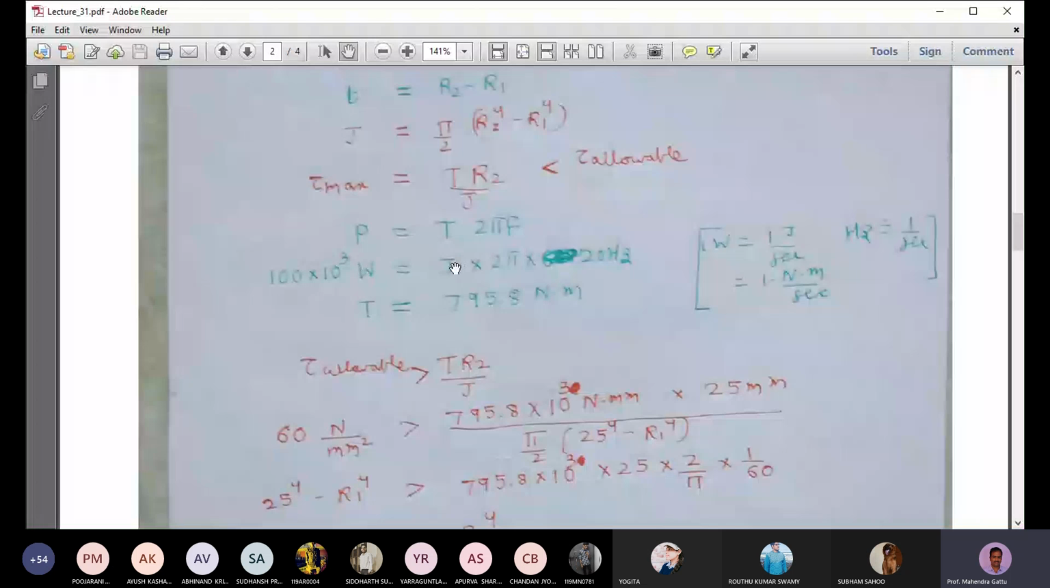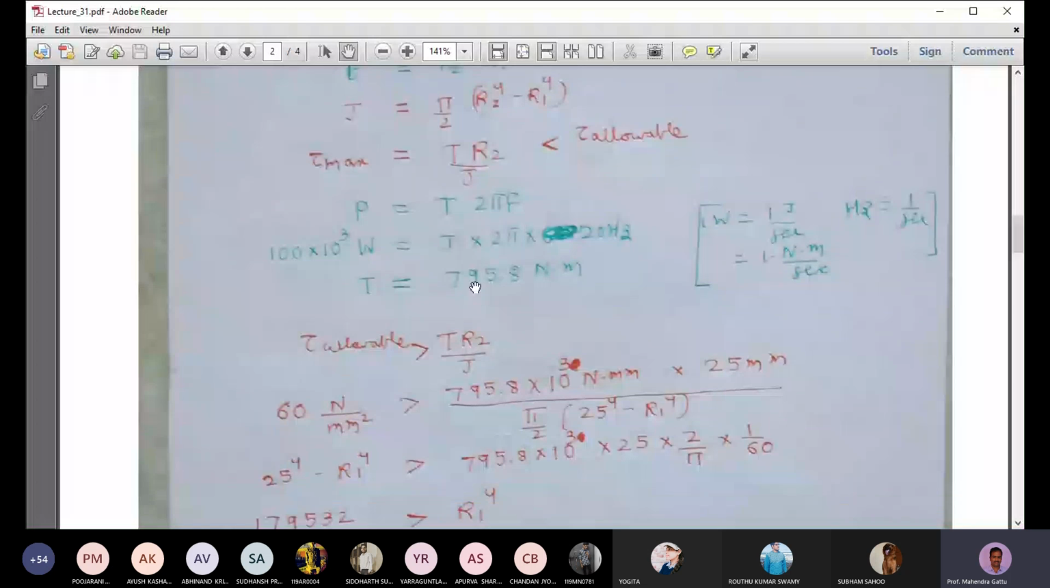So T value you can get as you divide this entire expression by 2 pi into 20 Hertz, you get 795.8 Newton meter. Or you can write 795.8 into 10 power 3 Newton millimeter. So that is the torque. And once we know the torque, we can apply this in this expression and find the unknown R1. So tau allowable should be greater than TR2 by J.